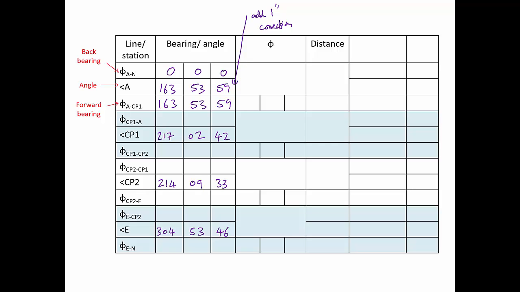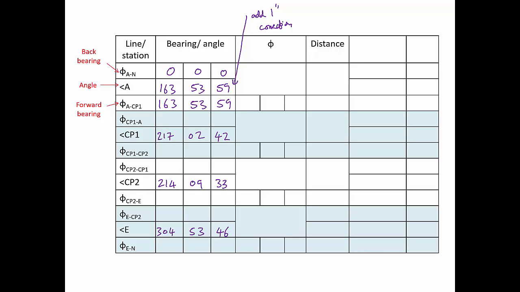Now, for the back bearing CP1 to A, just as you stood at A and you measured the angle to CP1, and that bearing is 163.53.59, if you move the total station to CP1 and look back at A, the whole circle bearing you're measuring will be 180 degrees out from that. So we need to either add or subtract 180 degrees.